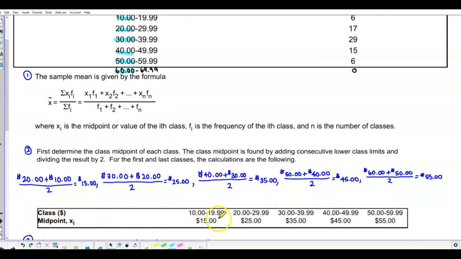So here it is located in our table. We have a midpoint between 10 and $19.99, which is going to be 15. This is going to be 25, 35, 45, and then 55. Those are the midpoints for each one of those classes.